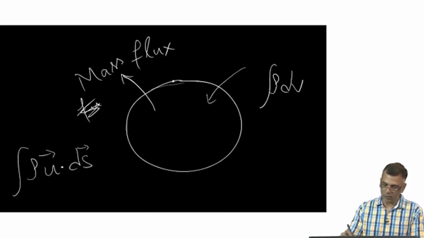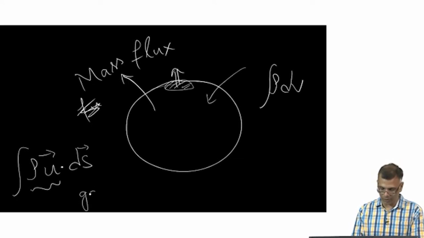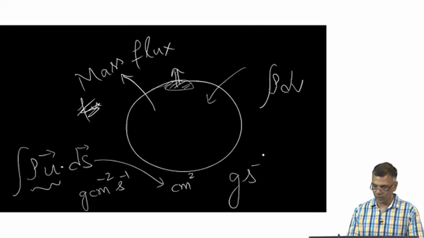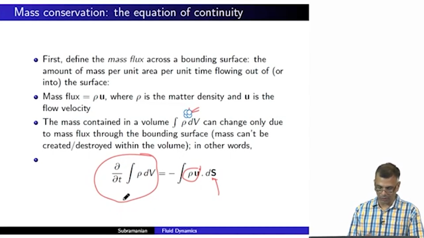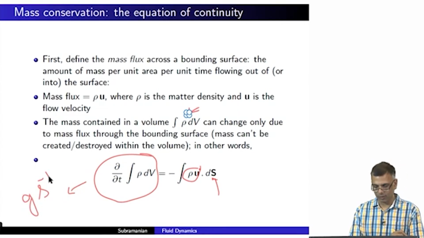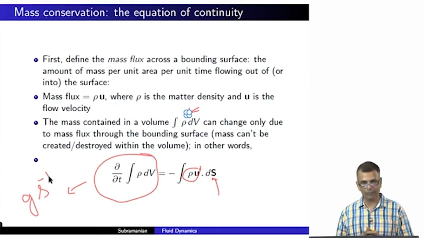Okay, where dS is just any small little surface element whose area vector is pointing outwards. So this is by definition, and this is of course centimeter squared. So this integral has units of grams per second, and that's exactly what the units are here. This is in grams per second, right? So it's an extremely simple statement to make.